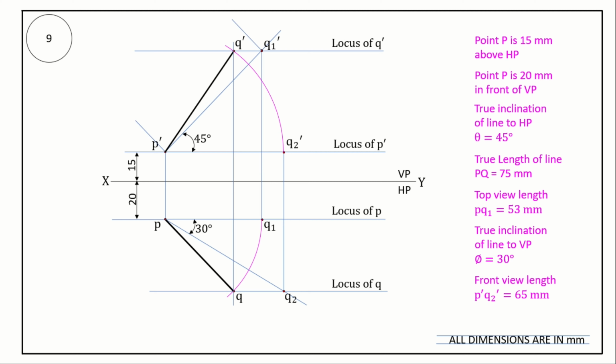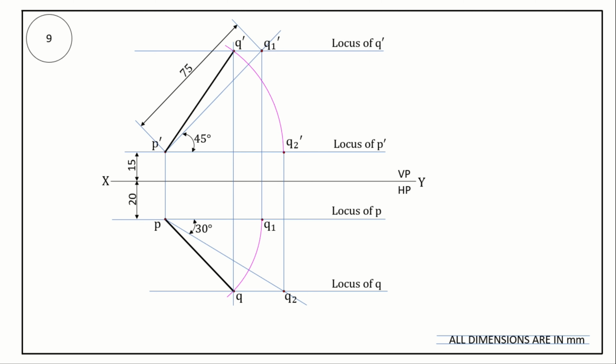Show dimensions. The true length of the line is 75 mm. So this is the answer for the given question. If you draw it correctly and show all dimensions given, you score full marks.